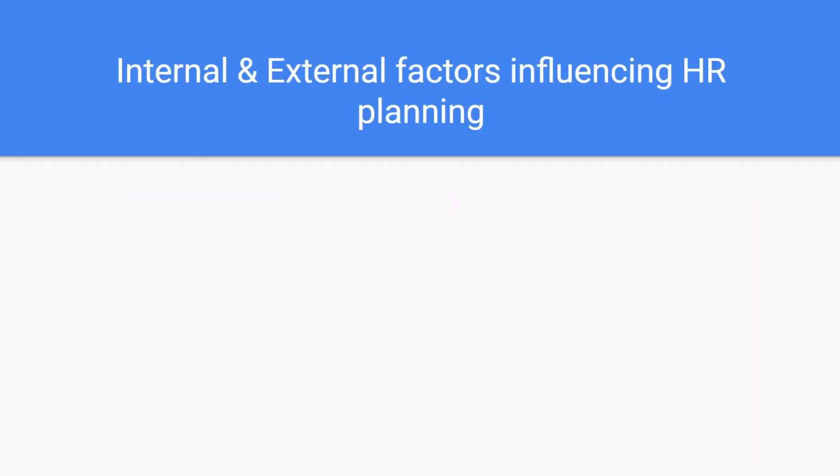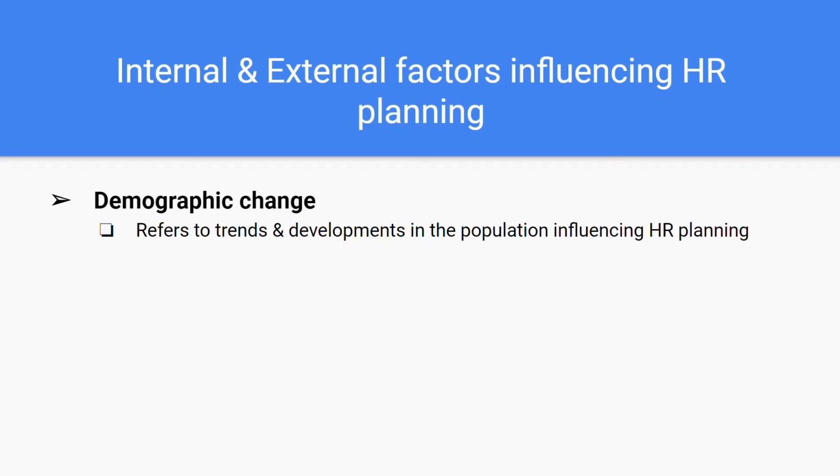So the internal and external factors influencing HR planning are: first, there's demographic change, and it's pretty simple. It basically refers to trends and developments in the population influencing HR planning. Those could be, for example, the net migration rate, or the net birth rate, or the retirement age. Are people getting older as it is nowadays? And does that mean that the retirement age goes up? It's increasing. People are retiring when they're older, so they're working more. All this goes into account when doing HR planning.